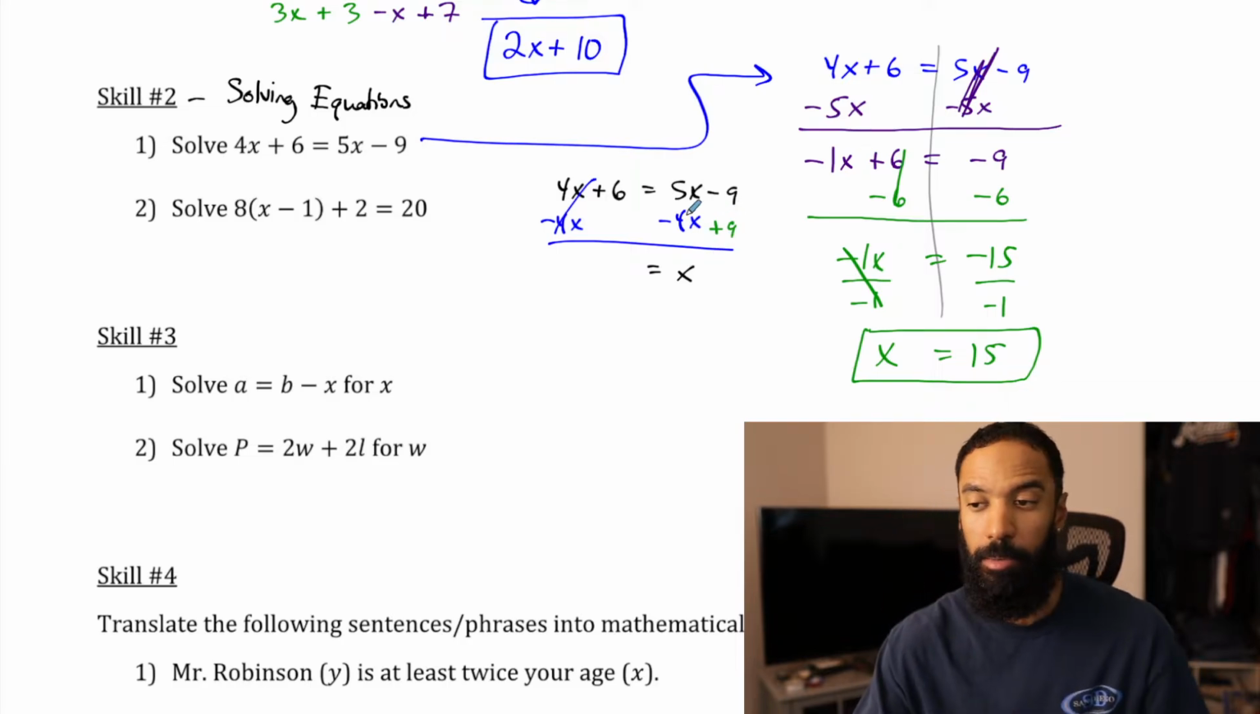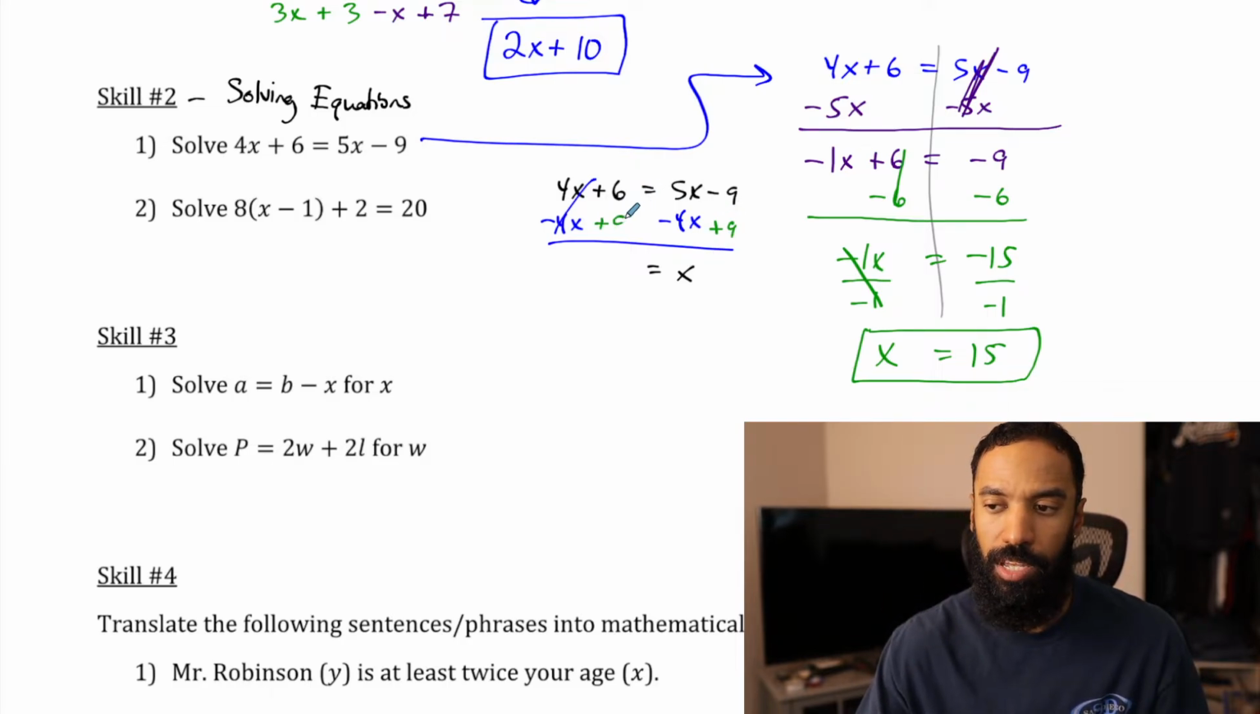X minus 9. Some number minus 9 is 6. I want to know what it is. I could just write it right here. Negative 9 plus 9 is 0, and 6 plus 9 is 15. We get x equals 15.